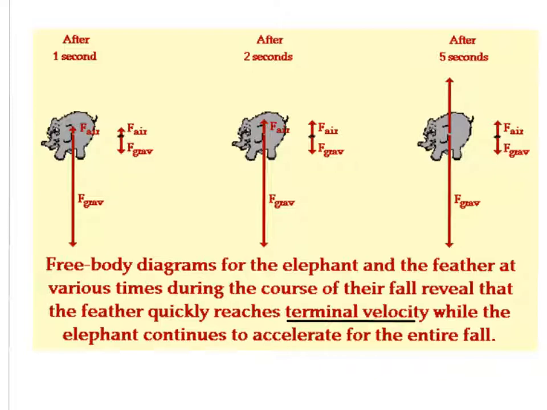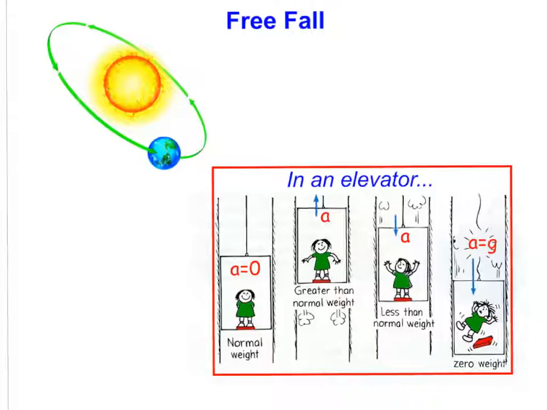Whereas you can see the feather reaches its terminal velocity very quickly. After only 2 seconds, the force of the air resistance is equal to the force due to gravity, and it's already reached its terminal velocity. Now that brings us to this idea of free fall.